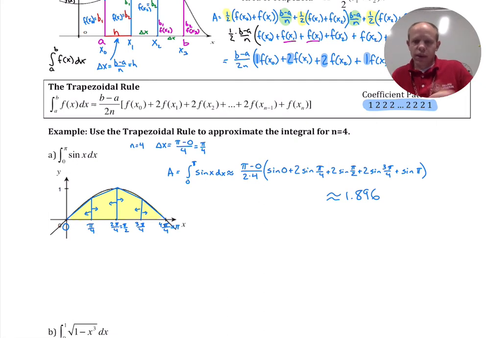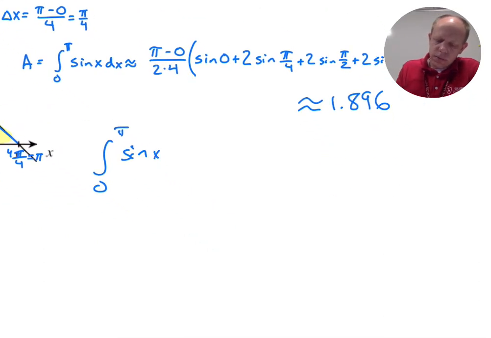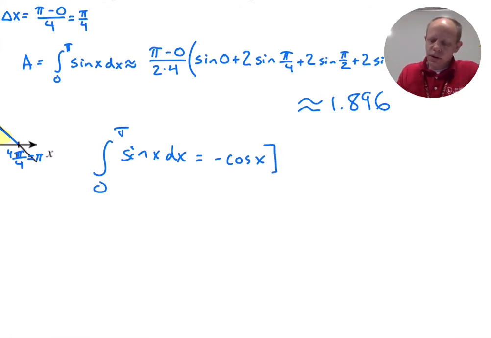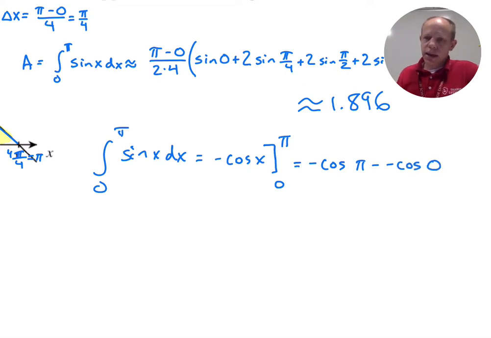Now, how close were we? Well, if we wanted to find the actual definite integral, we would have to think, well, what function gives us the derivative of sine? And that's going to be negative cosine, right? Because the derivative of cosine is negative sine, so to get positive sine, you'd have to have the negative cosine. And then if we use the fundamental theorem of calculus, we'll put 0 and pi right here. And we're going to plug in pi first, and then minus, plugging in 0 next.